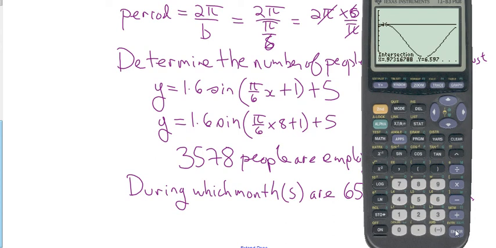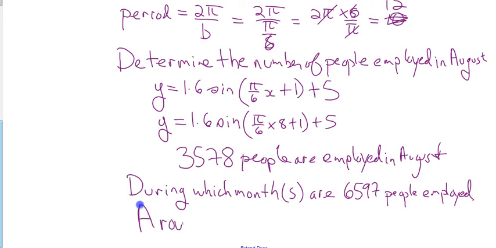Looks like it might also, let's second calc, intersect. Looks like it also might be just over here a bit. 1.2. So it's around January. It's around the end of January, really, right? So we'll say around the end of January. End of January, beginning of February.